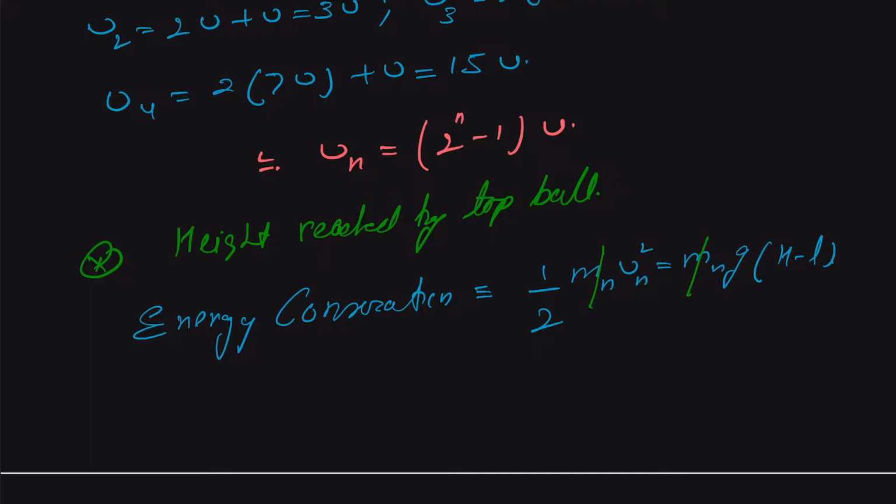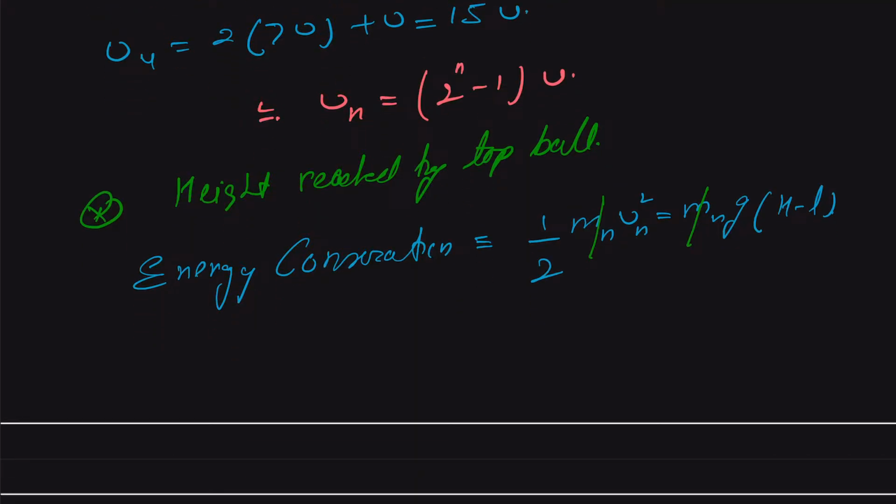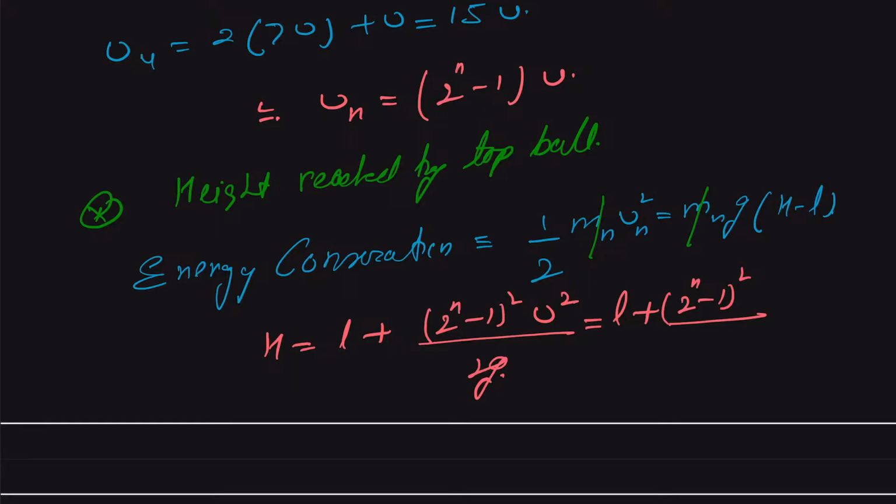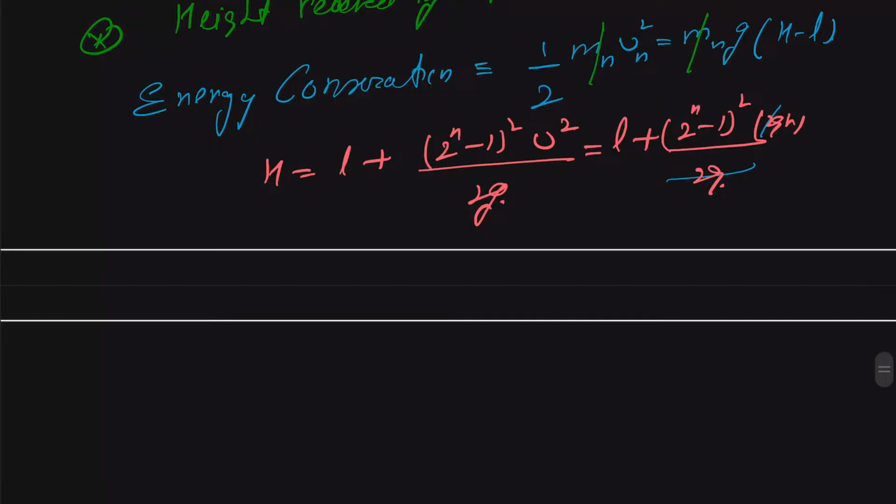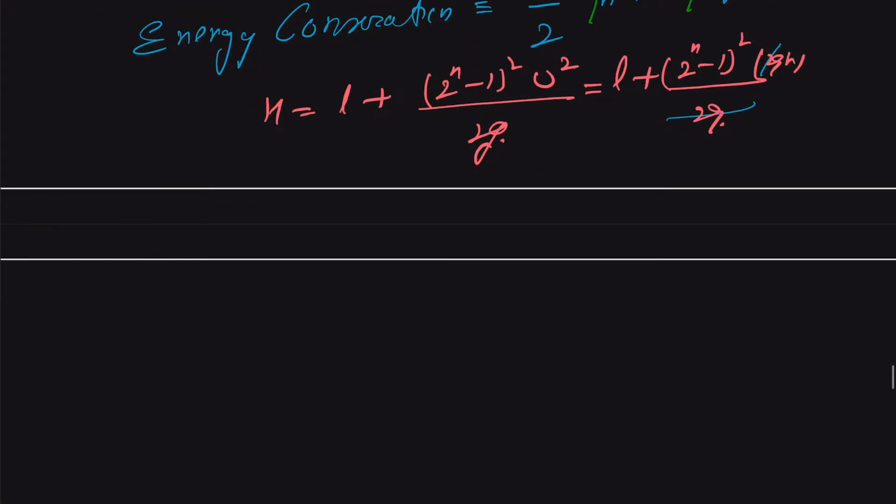And here m_n and m_n cancel out, therefore we get our height h will be equal to L plus V_n, we already know, and this is the square, so this comes as (2^n minus 1) whole square V squared upon 2g, and V squared we know is 2gh, so this comes as L plus (2^n minus 1) whole square times 2gh upon 2g, and here 2g and 2g cancel out, so we get that our h is equal to L plus (2^n minus 1) whole square times h. So this is the height reached by the topmost ball.